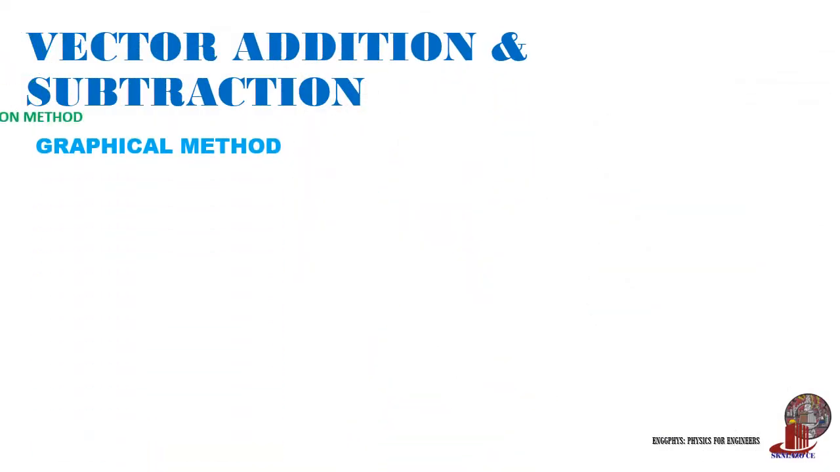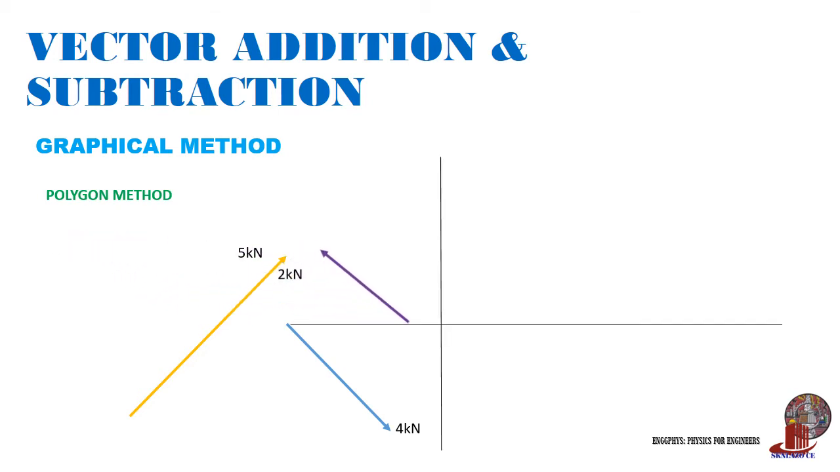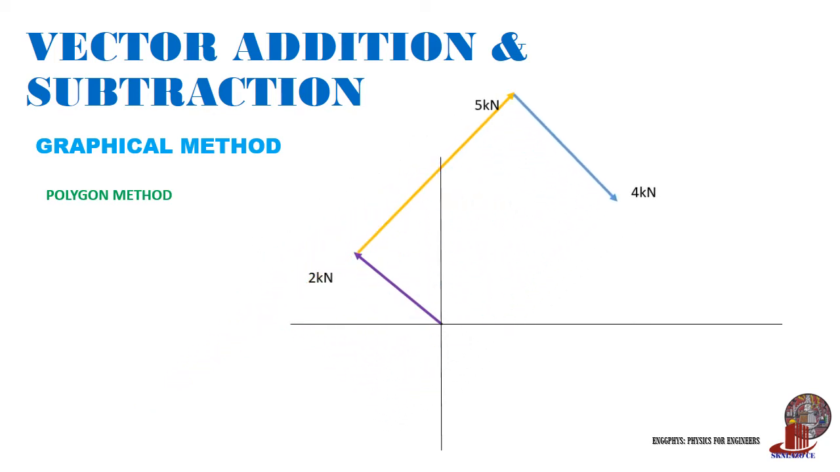The polygon method can be used with multiple vectors. It uses the concept of head to tail. So, the procedure starts with drawing the first vector and then connecting the other succeeding vectors to the head, whereby the resultant is identified by drawing a vector from the origin to the last head. Again, magnitude and direction are scaled.